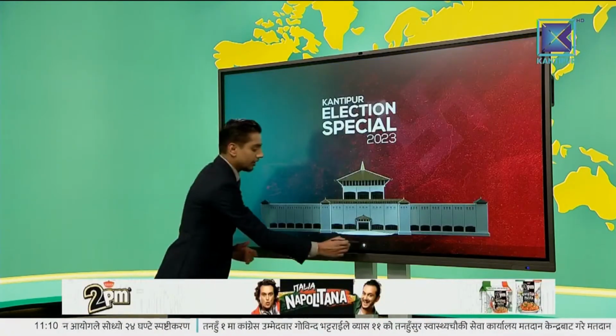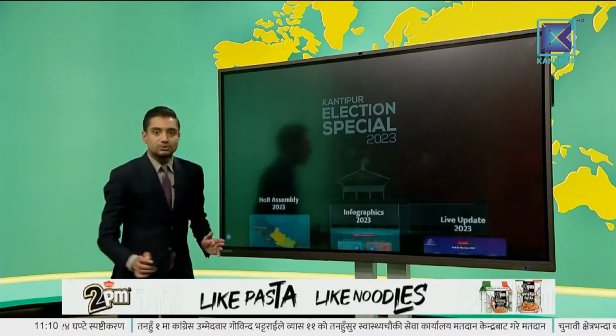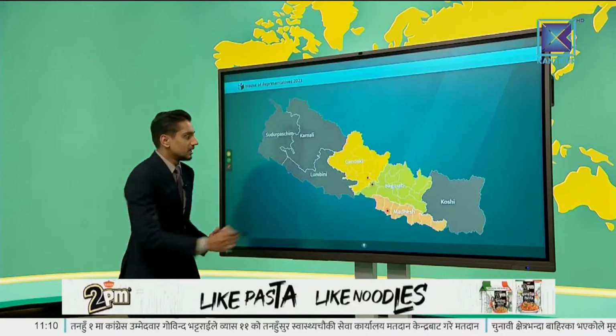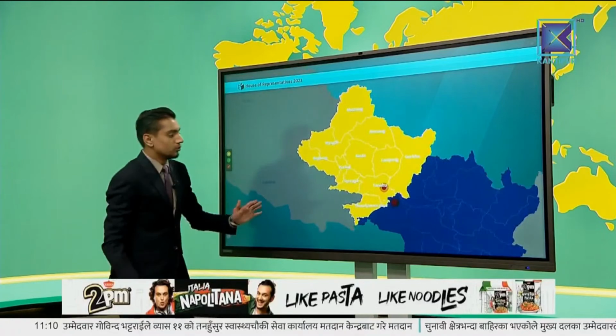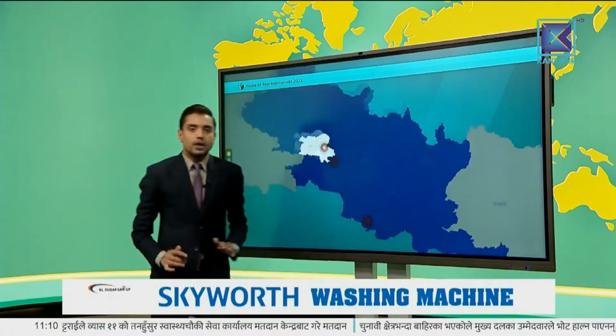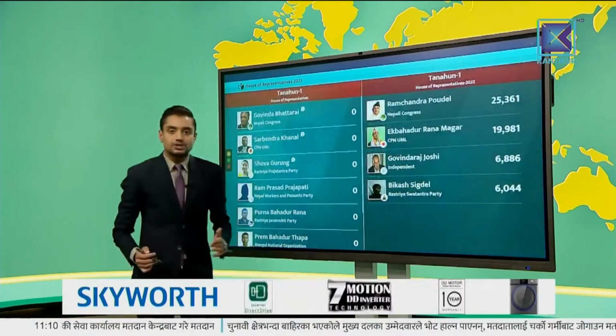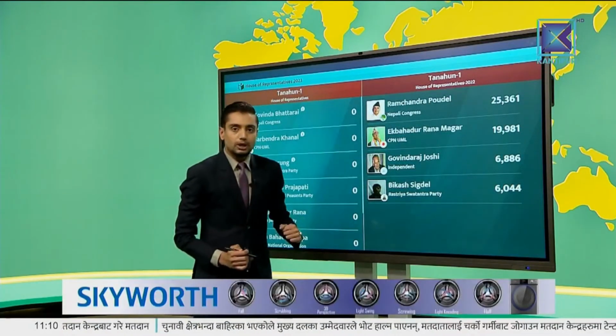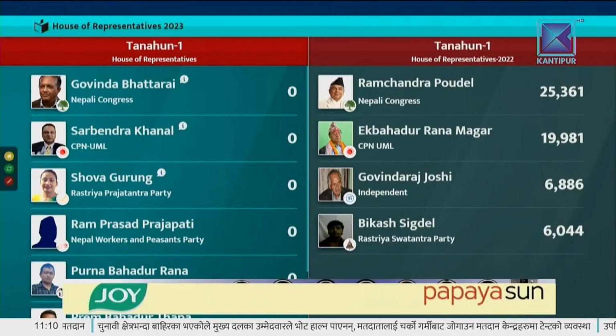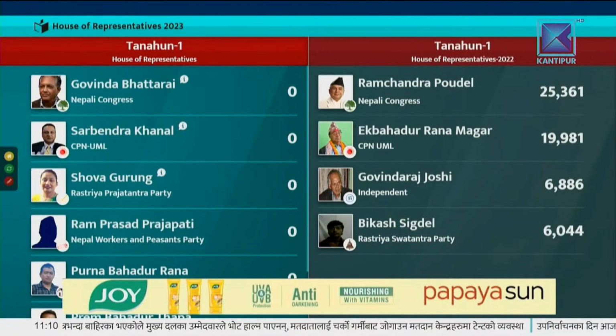From Bara 2, we move on to another constituency, which is again of interest. Before we go to Chitwan, we move on to Tanahu. In Tanahu, the reason the by-election is being held is because Nepali Congress's Ramchandra Paudel was elected as the president of the country, and after that the position had got vacant.